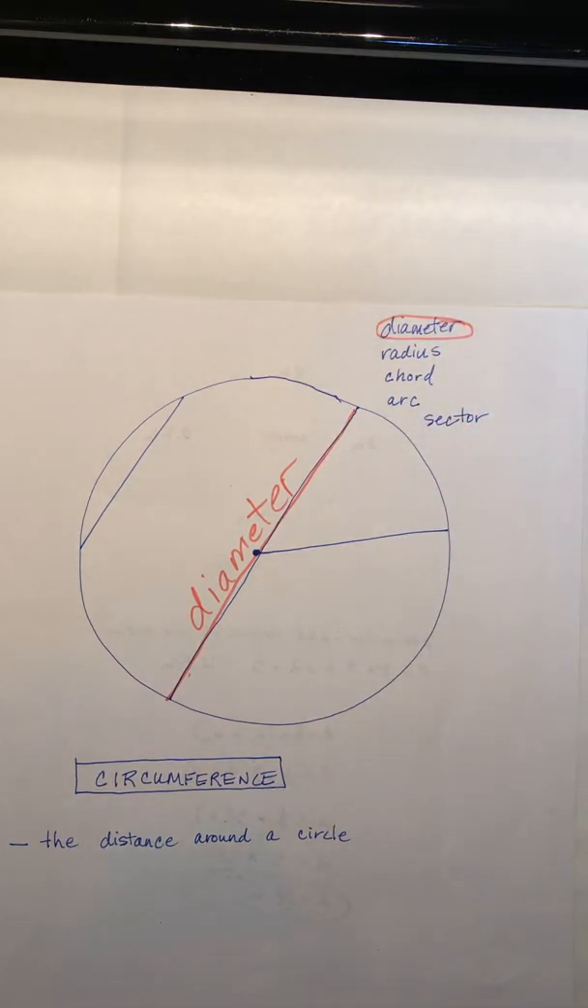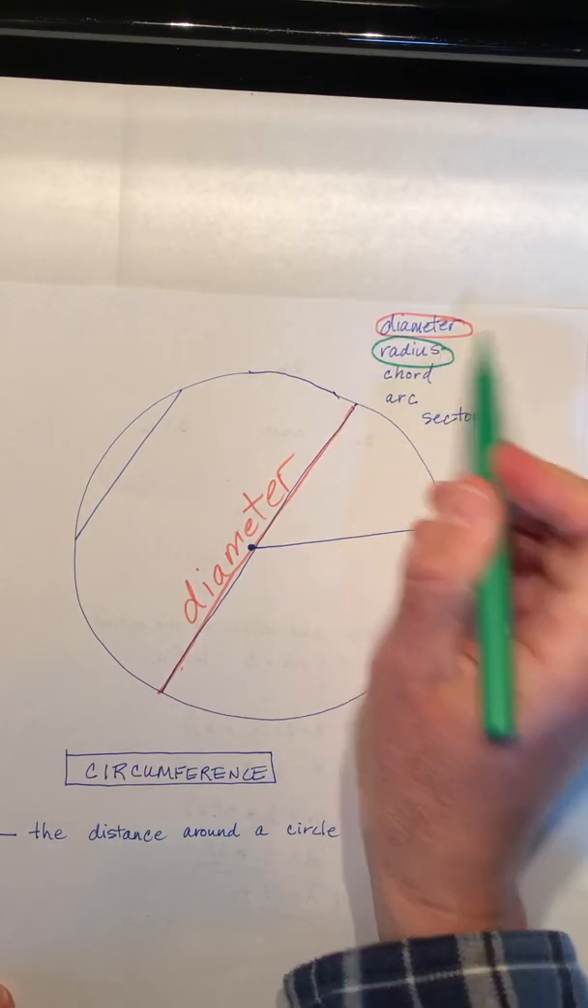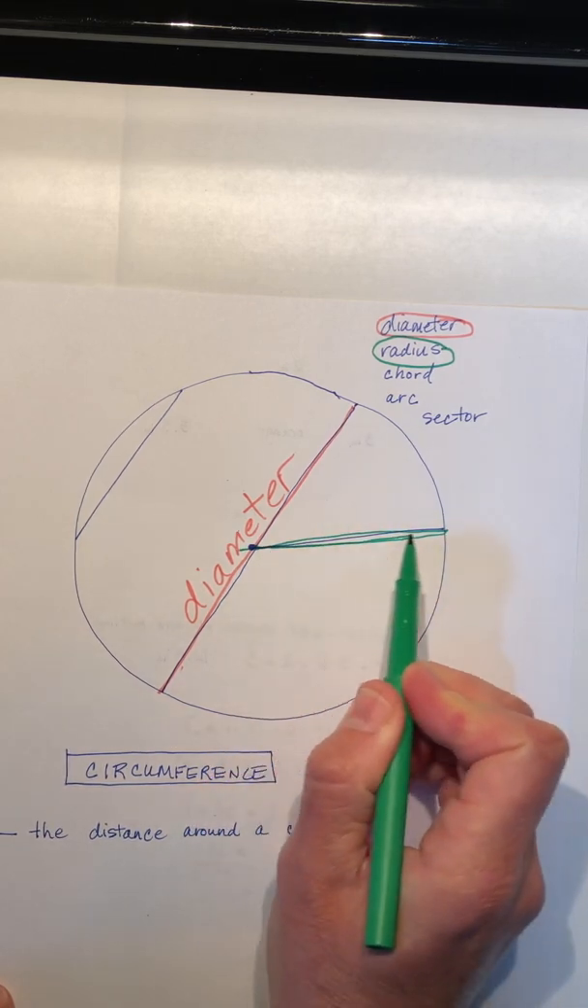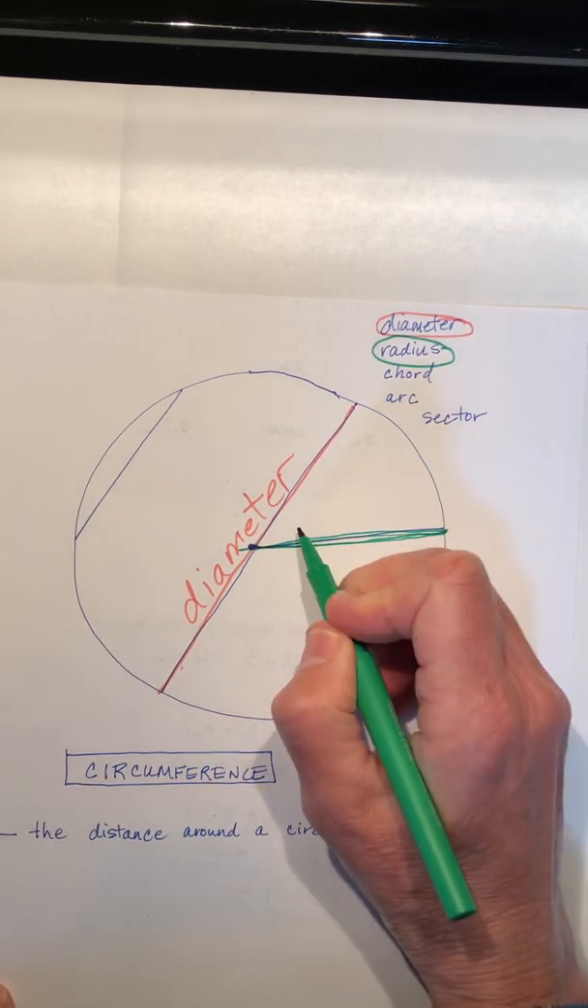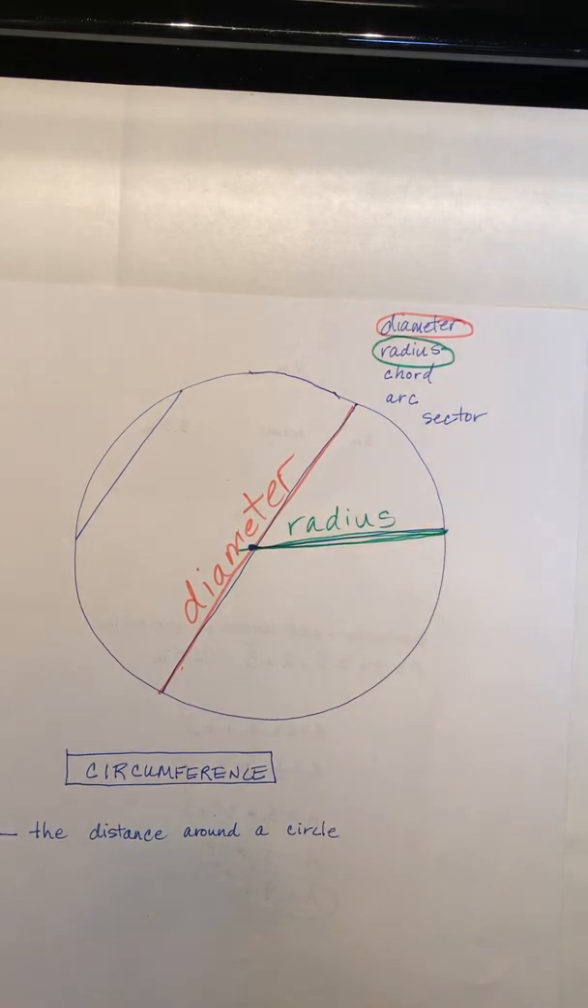Now let's take a look at radius. Do you remember which one that is? Radius is the distance that goes from the center out to any edge. So that is the radius.